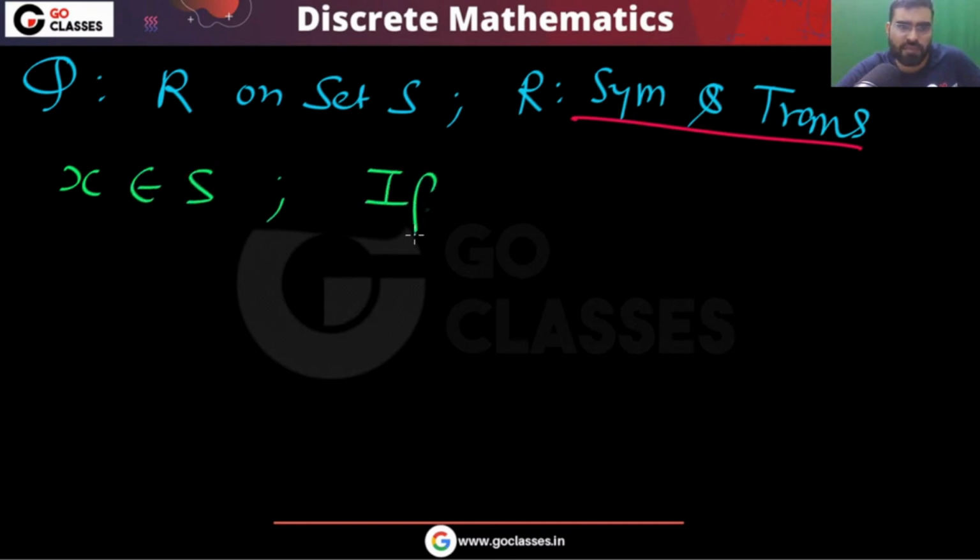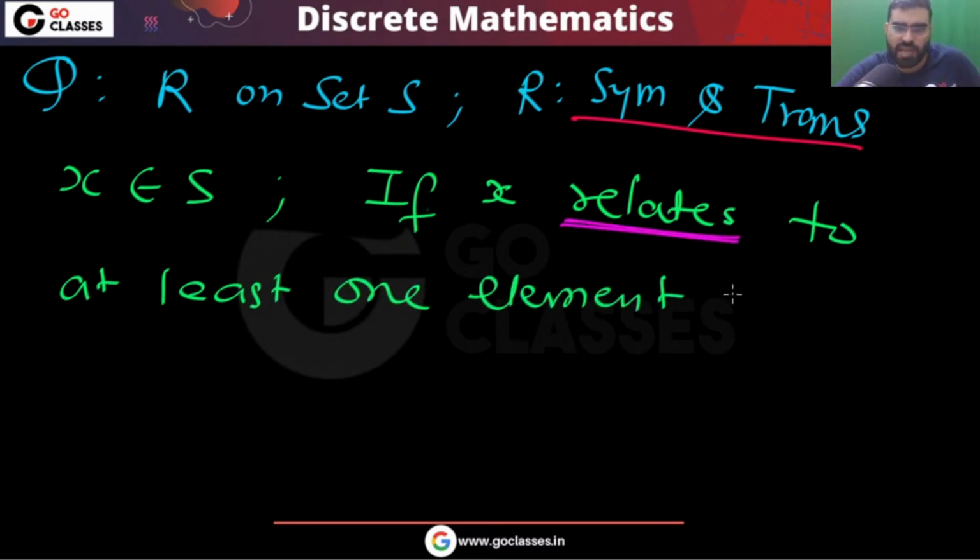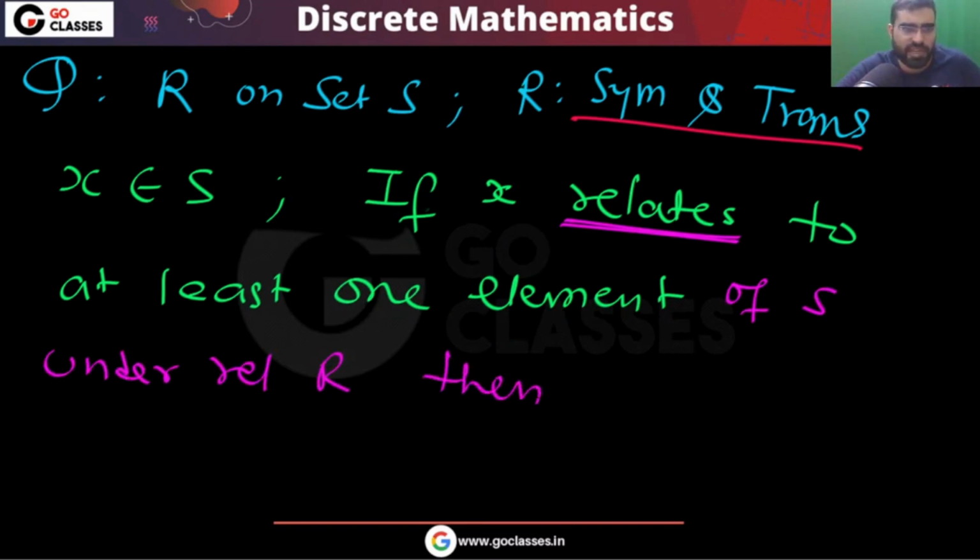I am saying that if X relates to some element, at least one element of S under relation R, then X will definitely relate to X. Is this true or false? Simple question I am asking.